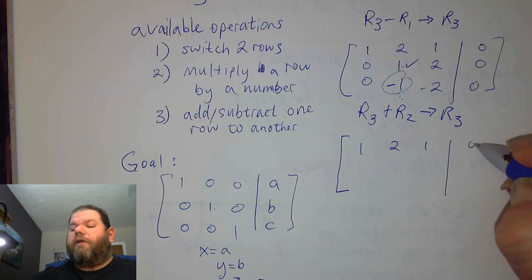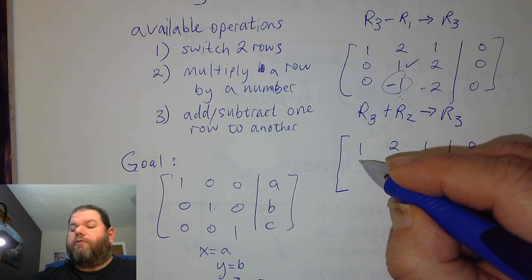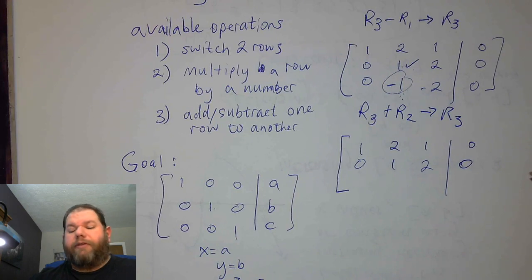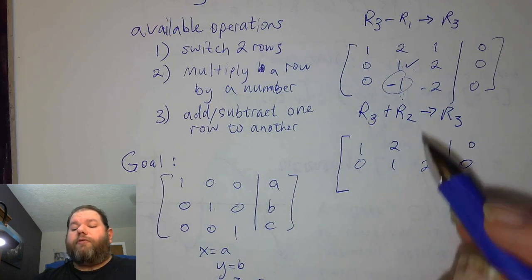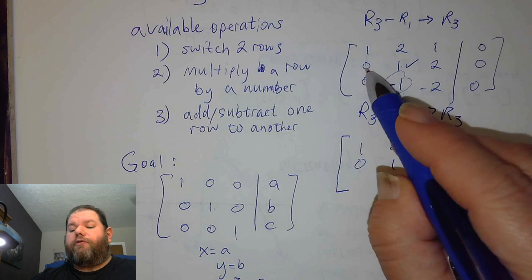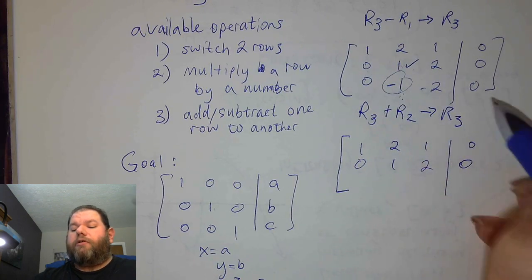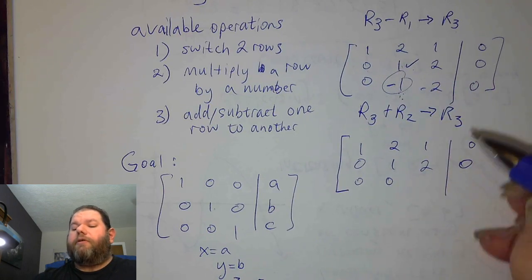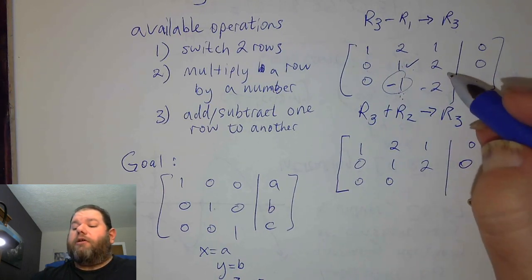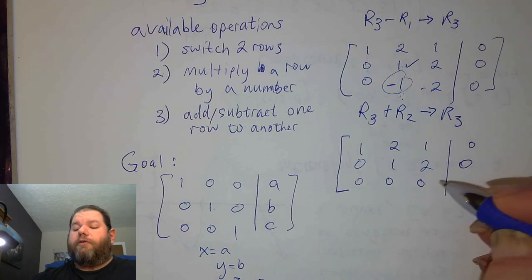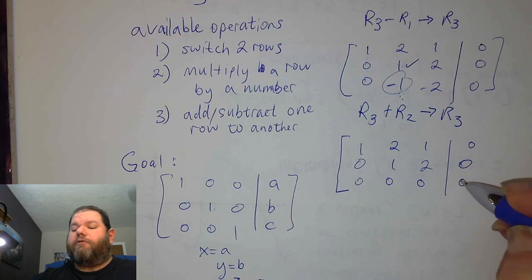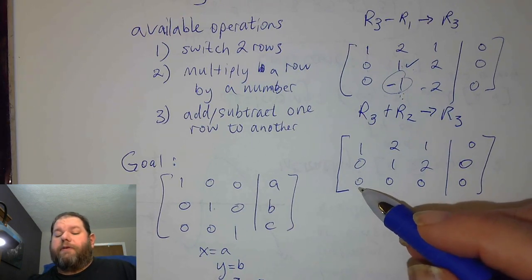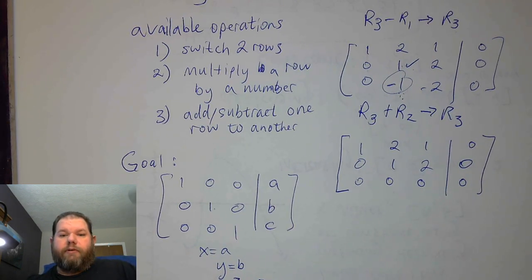Now again, we have not changed row 1 or row 2. We can just rewrite them. We are changing row 3 though. We're just adding these two values, row 2 and row 3, together. So 0 and 0 is 0. 1 and negative 1 is 0, which is what we want there. Now 2 and negative 2, this also gives us a 0, and we have a 0 here. Now what happens is we got a row of zeros.